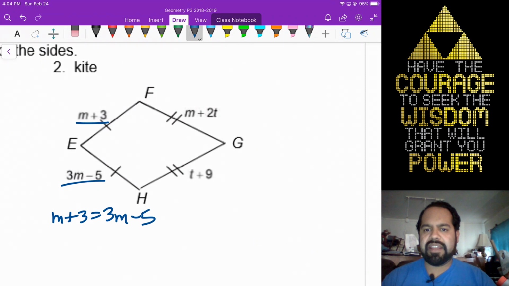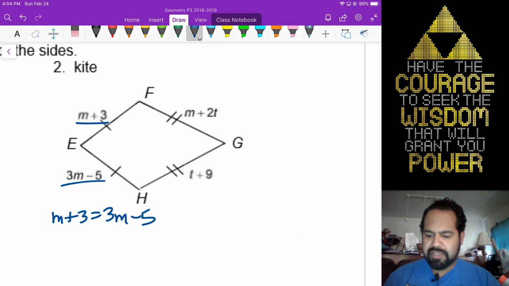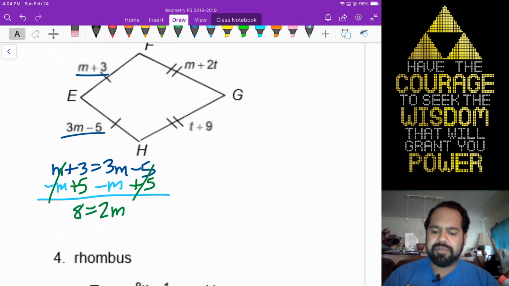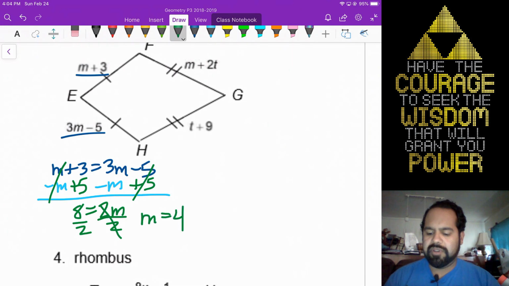And with this right here, we're going to go ahead and solve for m. Got to subtract m from both sides. And then at the same time, I'm going to add 5. So therefore, we're going to have 8 equal to 2m. And then, of course, we got to divide out the lovely 2 in front of the m. So m equals 4.